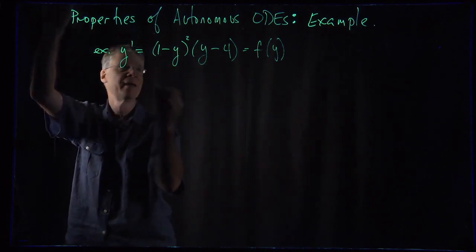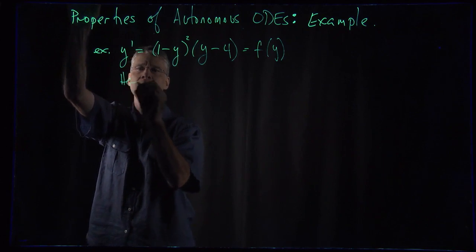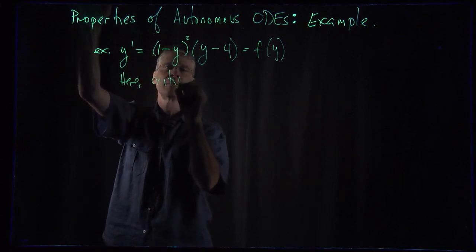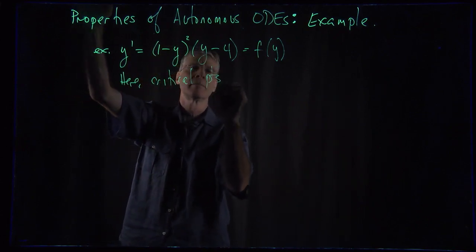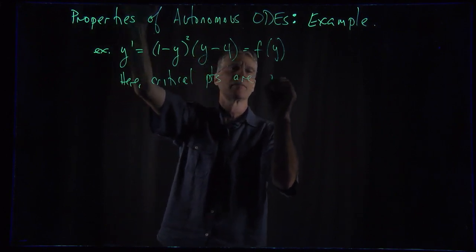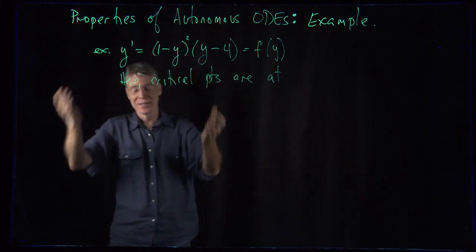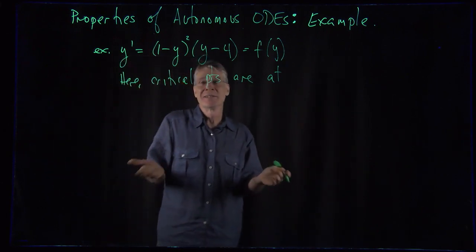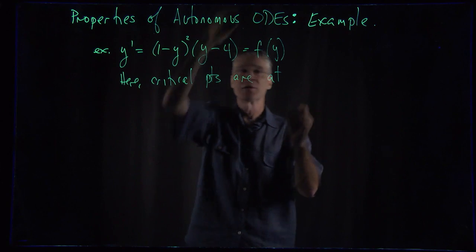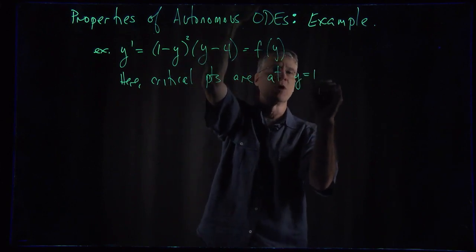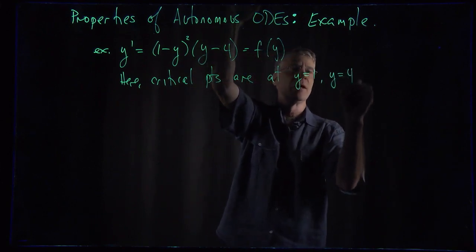Okay, so here, what are the critical points of this guy? Well, this polynomial is already factored, so it makes life easy to see that the critical points are at y equals 1 and y equals 4.